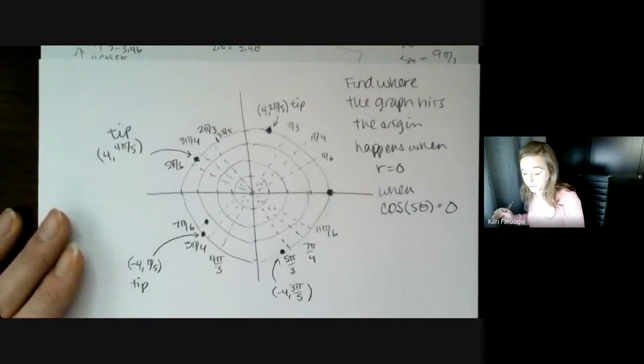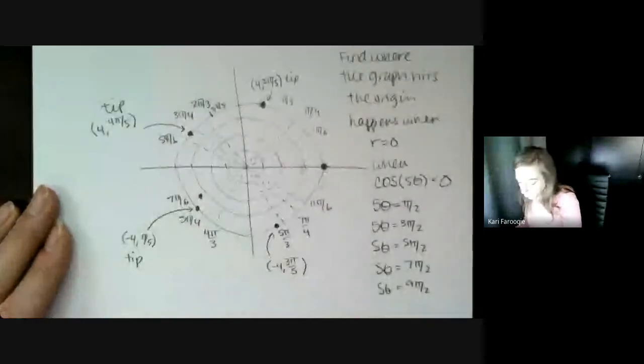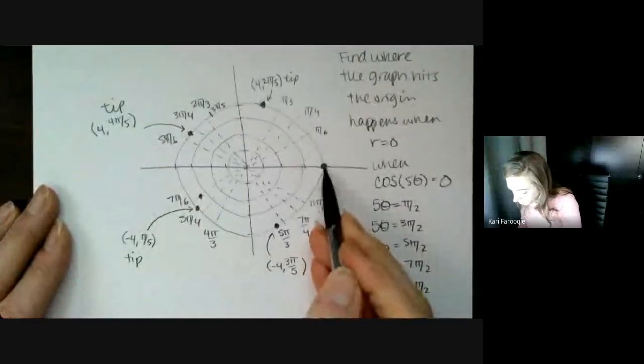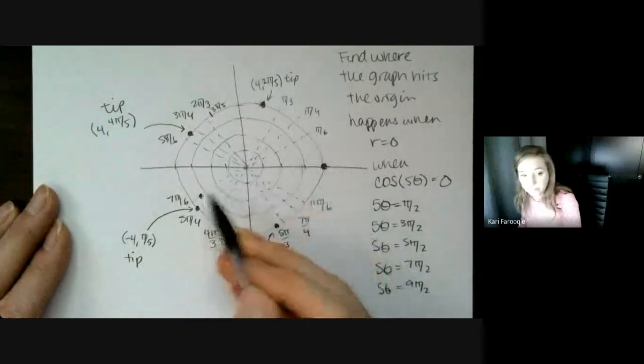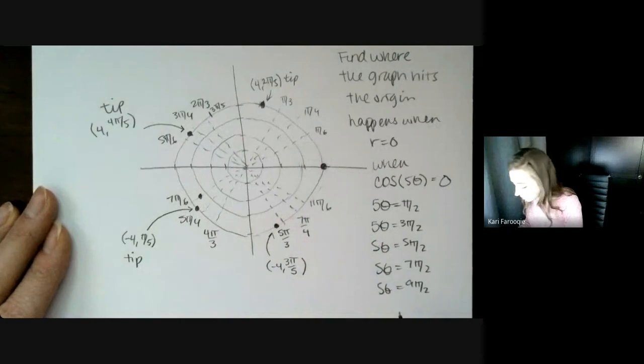Now, the cosine of 5 theta is going to be equal to 0 when 5 theta is pi over 2, 3 pi over 2, 5 pi over 2, 7 pi over 2, and 9 pi over 2. So if you're not sure what's happening in between this point and there's a big leap to get over here, get some values where r is 0, and you can verify that that's what's happening with the graph.